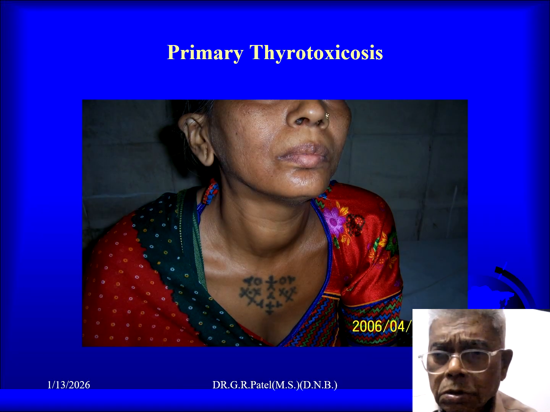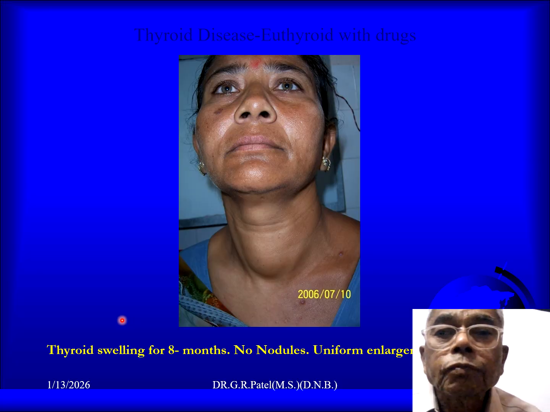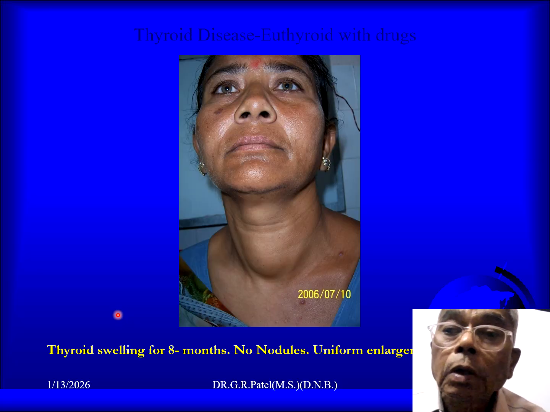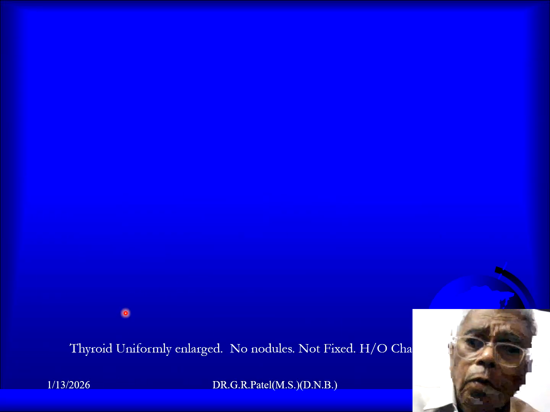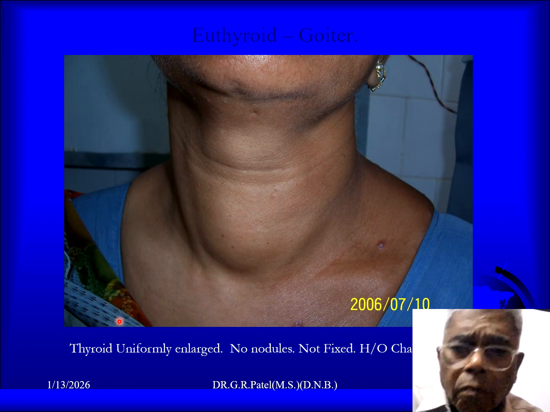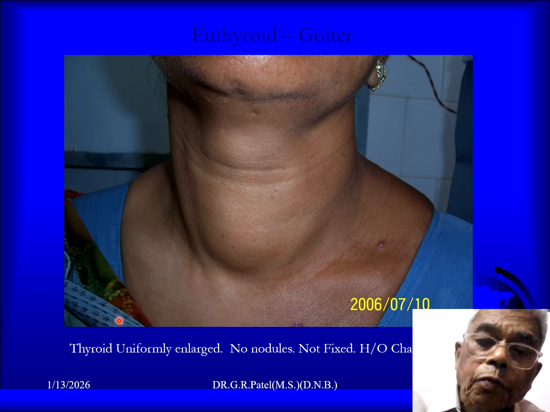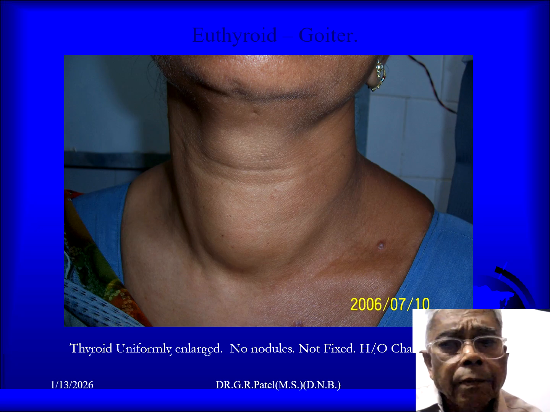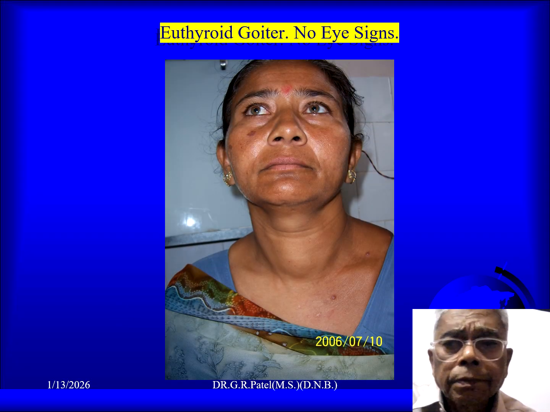Primary thyrotoxicosis. This is another case of thyroid disease, euthyroid with drugs. Findings: thyroid uniformly enlarged, no nodules, not fixed. Euthyroid, no eye signs.